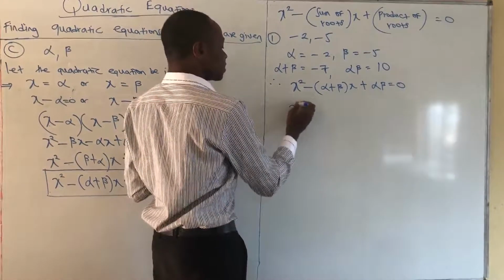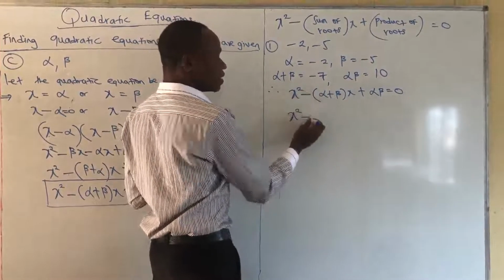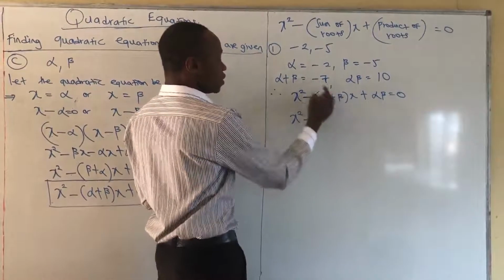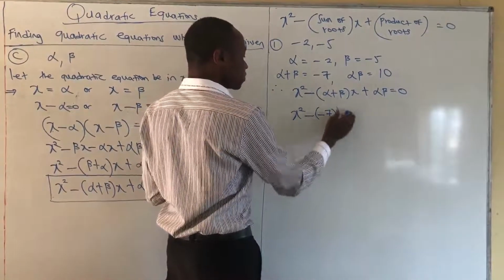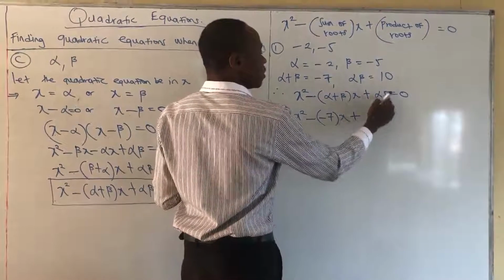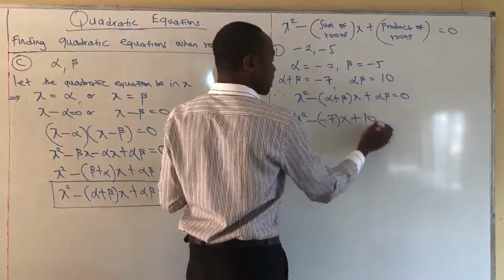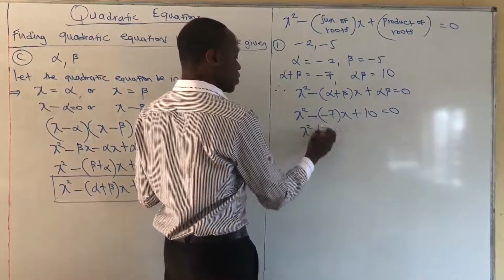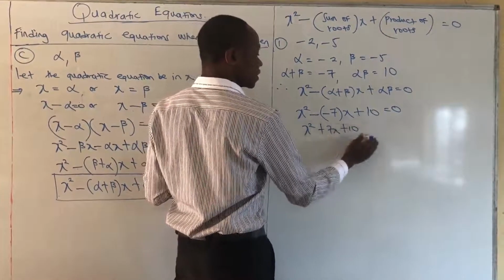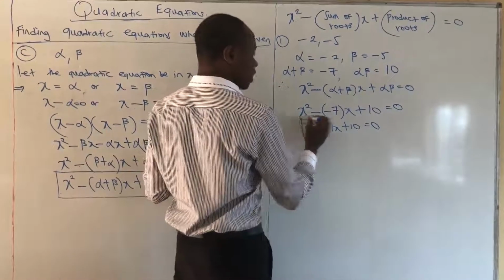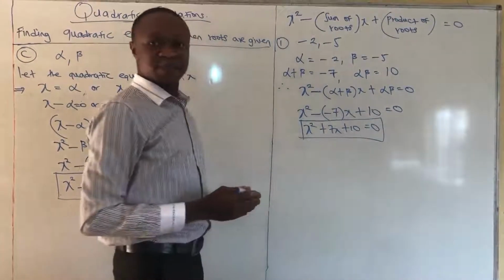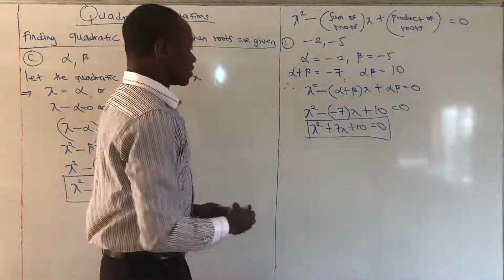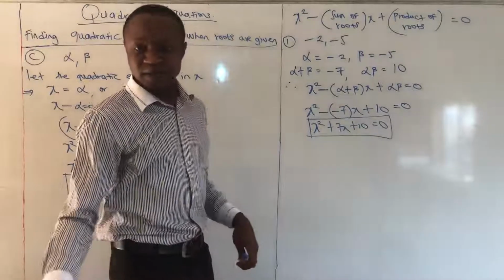Therefore, the quadratic equation in x would be x squared minus what we got from the sum of roots in x plus what we have from the product of the roots. This will give you x squared. The negative is this negative. The sum of the roots gave us another negative number in x, plus product of the roots gave 10, equal to 0. Finally, I'm having x squared plus 7x plus 10 equal to 0. This is the same equation. Now we look at the second one.